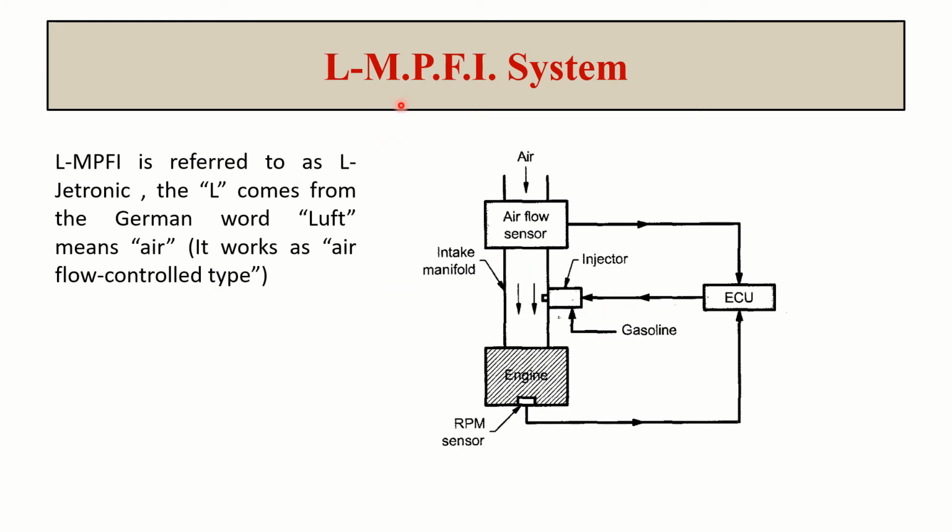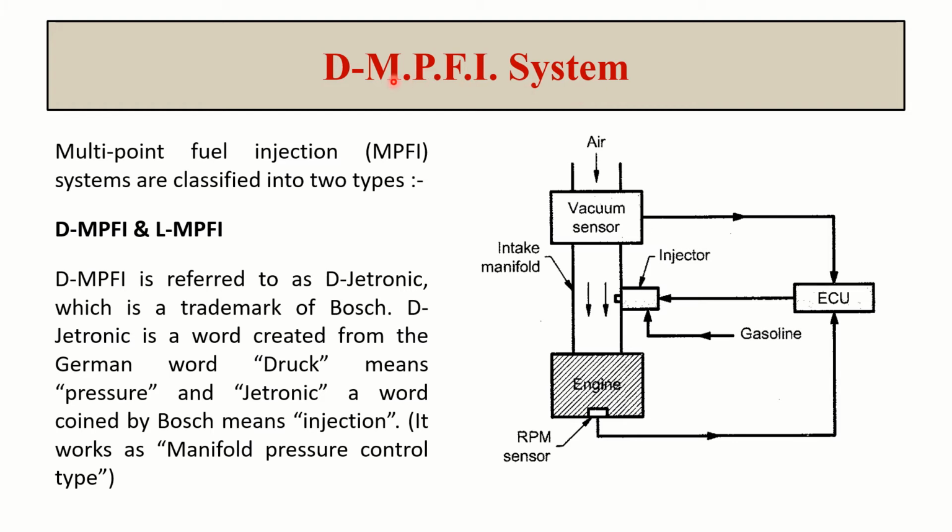Another one is LMPFI, which is referred to as L-Jetronic. The L comes from the German word Luft, meaning air. It works as an airflow control type. You see here the sensor measures the quantity of air. Based on the required air fuel ratio, it will decide the quantity of fuel to be injected. In the previous case, it is based on the vacuum created. Here it is based on the amount of air getting in. That is the difference between the LMPFI system and the DMPFI system.